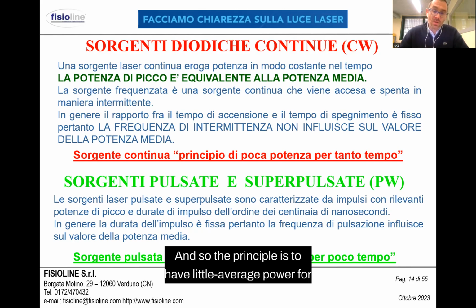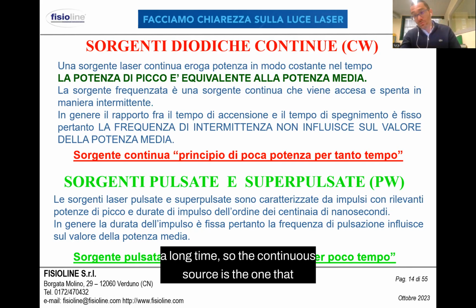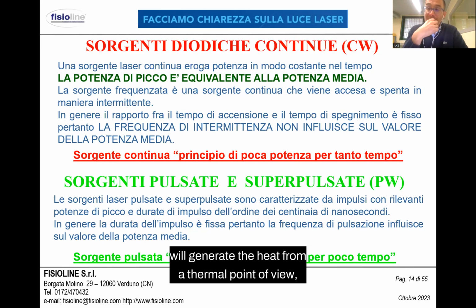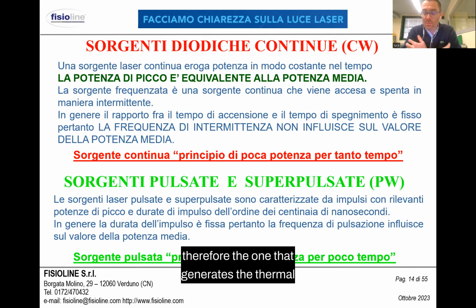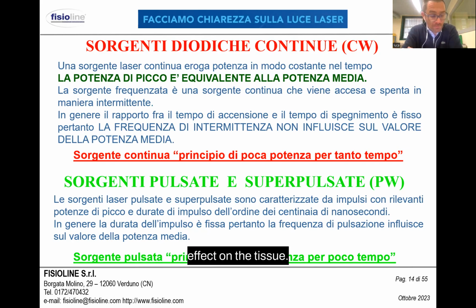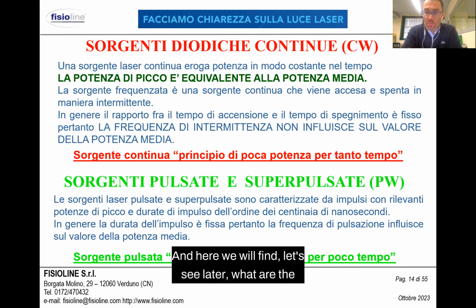And so the principle is to have little average power for a long time, so the continuous source is the one that will generate heat from a thermal point of view, therefore the one that generates the thermal effect on the tissue. And here we will see later what the important wavelengths of these continuous sources are.